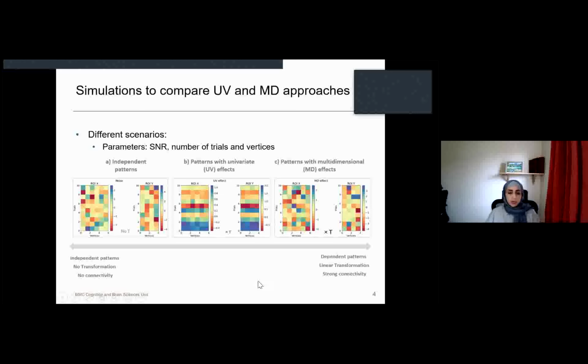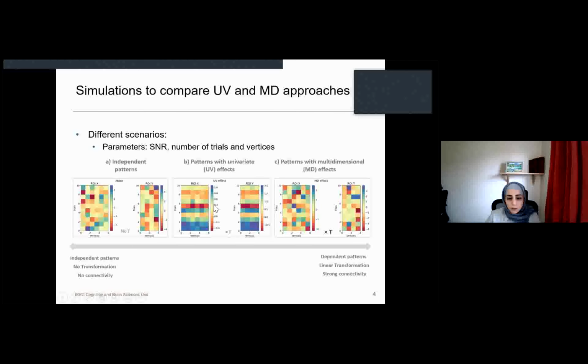We ran some simulations to compare and evaluate the univariate and multidimensional approaches. We considered 3 possible scenarios. For example, we considered 2 patterns which are completely independent, like 2 random noises, so there is no mapping between these 2. On the other hand, we have 2 patterns which are completely and strongly connected with each other through a linear transformation or mapping like this. The point here is that all vertices in every pattern are independent from each other, so I've called this one the multidimensional effect.